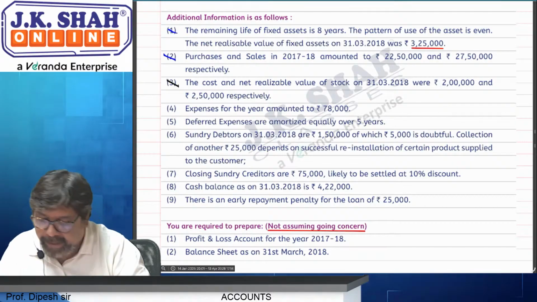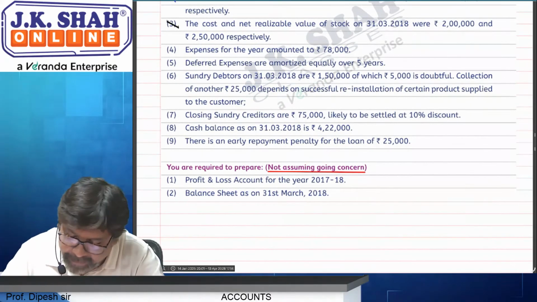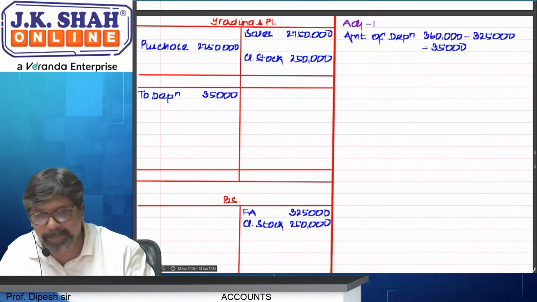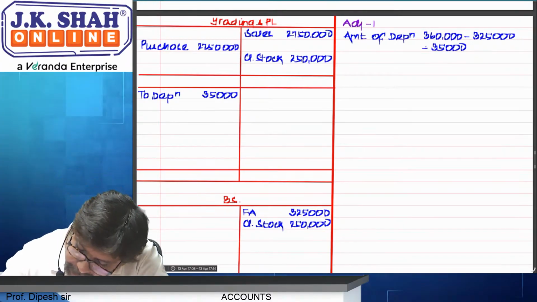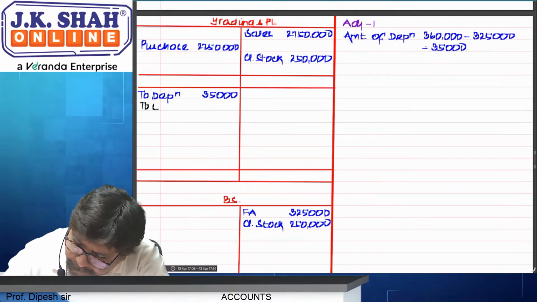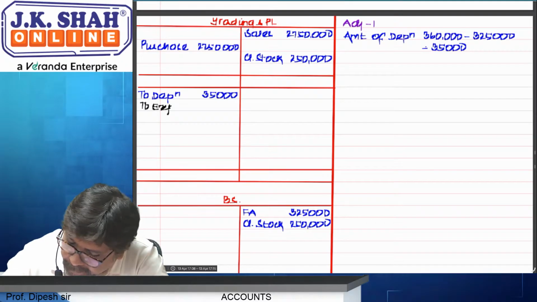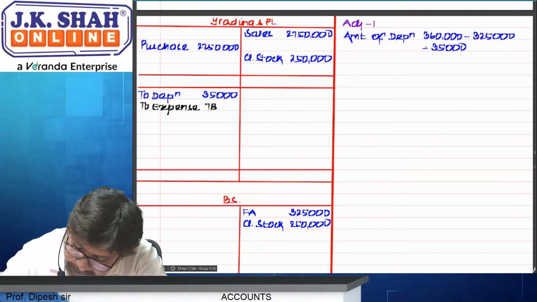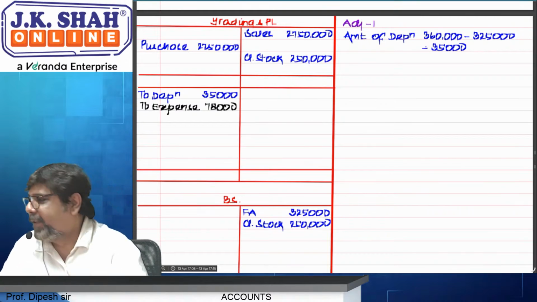The cost and net expenses for the year amounted to 78,000. Where will expenses come? P&L. To expense, how much? 78,000.